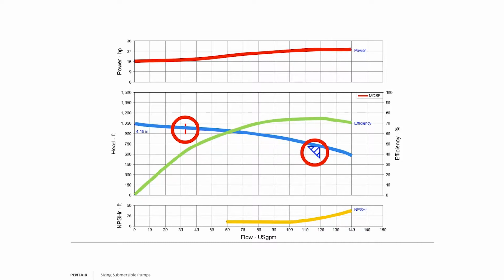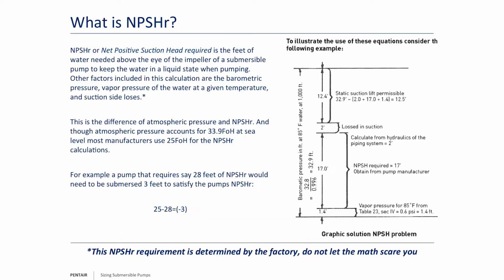The last line is net positive suction head required. And a lot of people get confused with that. What does that mean? Is it submergence? Is it this? Is it that? Well, let's break it down and look at it. So what is net positive suction head required? Simply, it is the amount of feet of water needed to keep the water that's entering the eye of the impeller in a liquid state, which means absolutely nothing to most people.